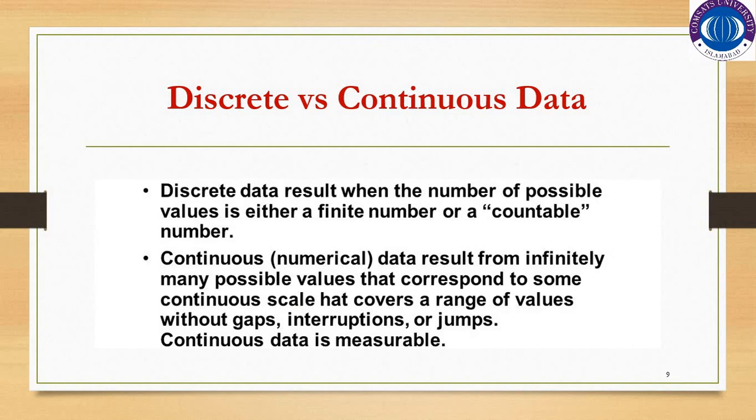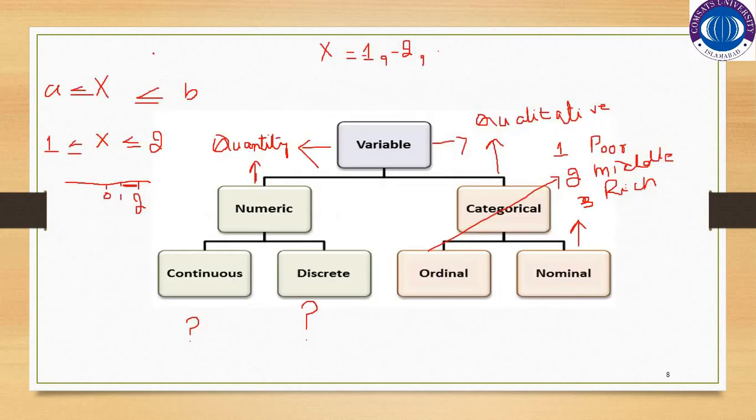Discrete versus continuous data. Discrete data result when the number of possible values is either a finite number or a countable number, as we have already seen in previous slides. Continuous, this is numerical data, resulting from infinitely many possible values that correspond to some continuous scale that covers a range of values without gaps, interruptions, or jumps. Continuous data is measurable. So as we have seen, this is 1 and 2, and a continuous variable will cover each and every point between 1 and 2. So there will be no interruption, no jump.